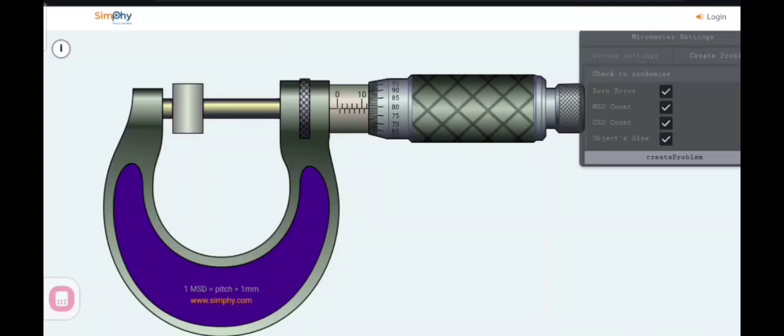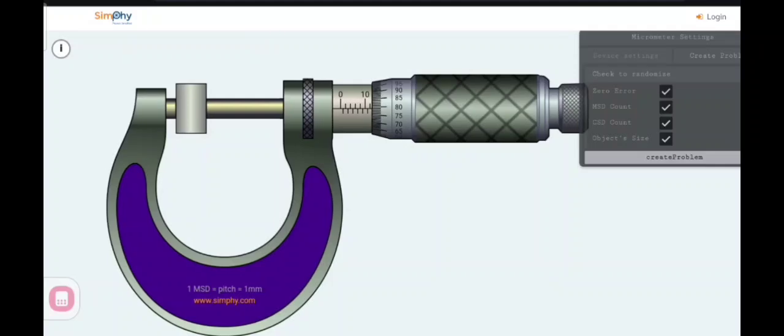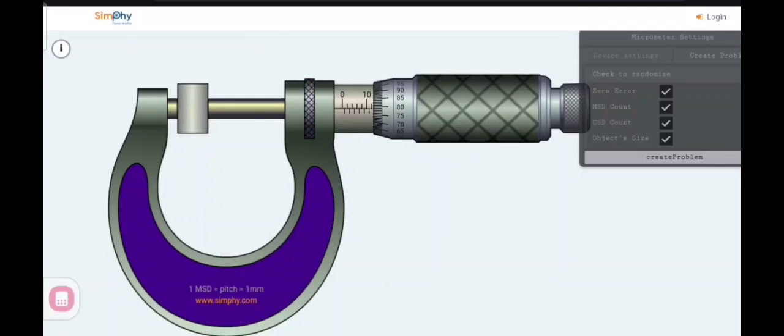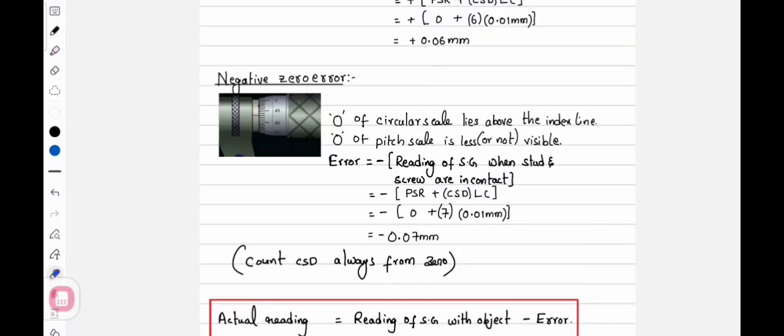So what is the pitch scale reading? 1, 2, 3, 4, 5, 6. Six divisions are visible. They mentioned here 1 MSD is equal to 1 mm, so pitch scale reading is equal to 6 mm. And what is the circular scale division? 75, 76, 77, 78, 79. 79 is coinciding, so circular scale division is 79. You can get the answer by using those two.